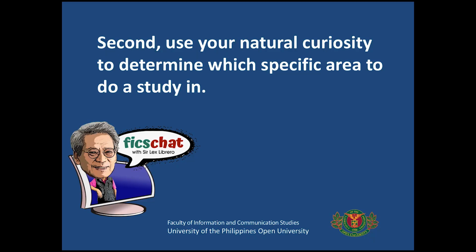Your knowledge of the pronouncements of the community leadership, familiarity with issues, and your basic understanding of the behavior of community residents would show in the manner that you would express the kind of research that you would want to do in the field. Second, use your natural curiosity to determine which specific area to do the study in.